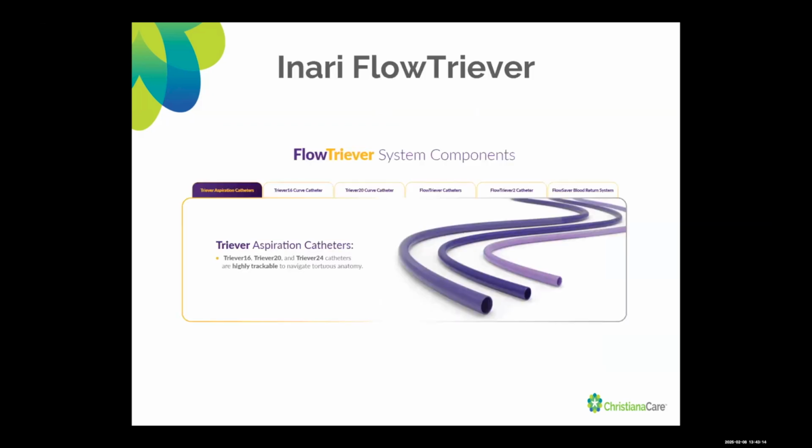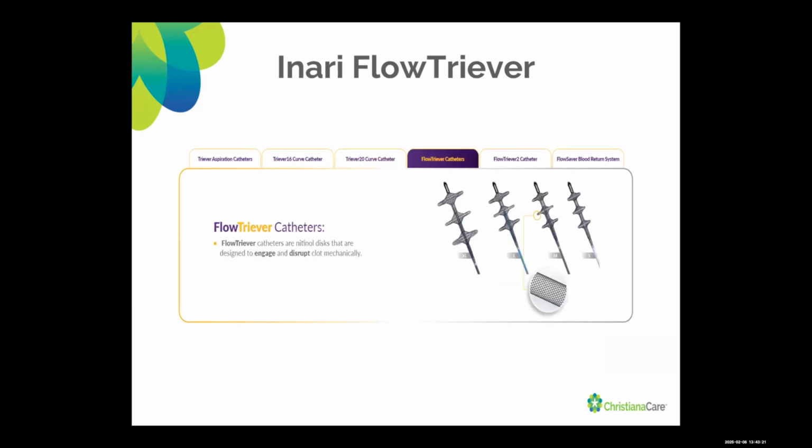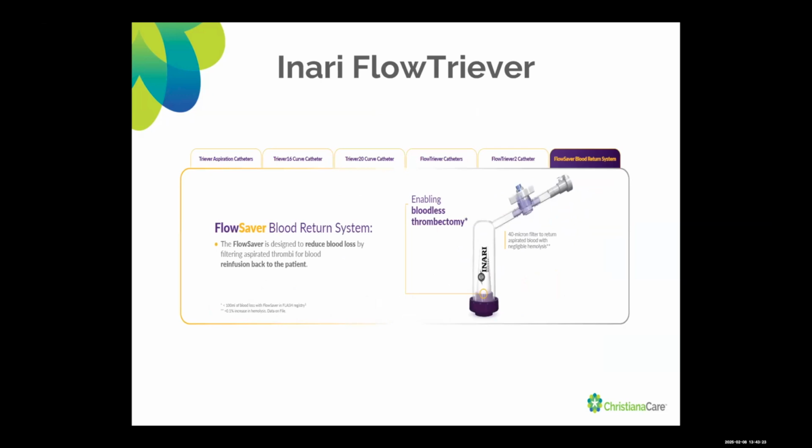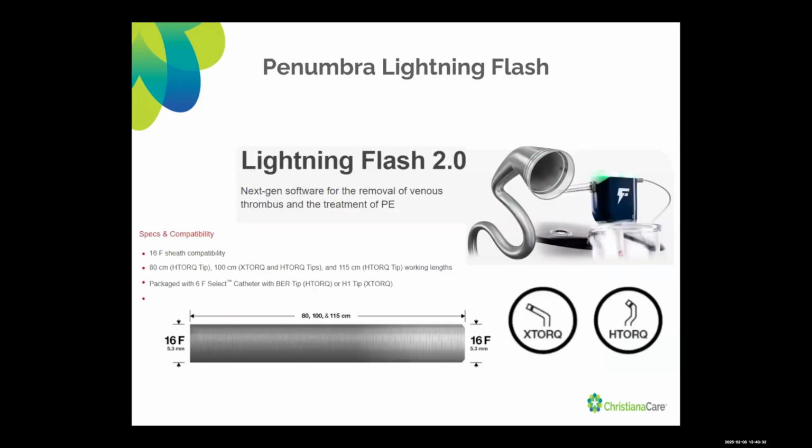Thrombectomy devices, we're all aware of the Inari FlowTriever, comes in 16, 20, and 24, has all kinds of configurations, has all kinds of thrombectomy devices, stent retrievers, and of course the FlowSaver blood auto transfusion device. We've all seen this on the internet. I won't belabor you. This is the Penumbra device, or CAVT, which is a computer-assisted vacuum thrombectomy.